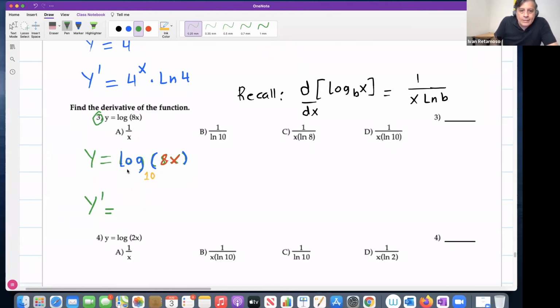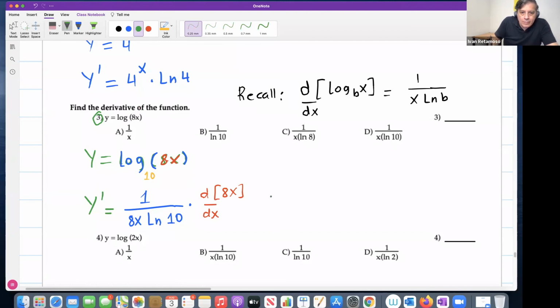Very good, right? This is log base 10 of 8 times x. Outside function, log base 10 of something, inside function 8x. So the derivative of the outside function can be gotten following this formula, right? So it's going to be what? 1 over the argument of the log, whatever is inside, 8x in this case, multiplied by natural log of the base. The base is this invisible 10 there, base 10, natural log of 10. But it's not over because you have to multiply this by the derivative of your inside function, according to the chain rule.